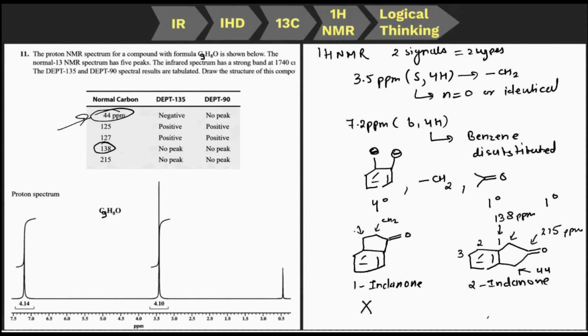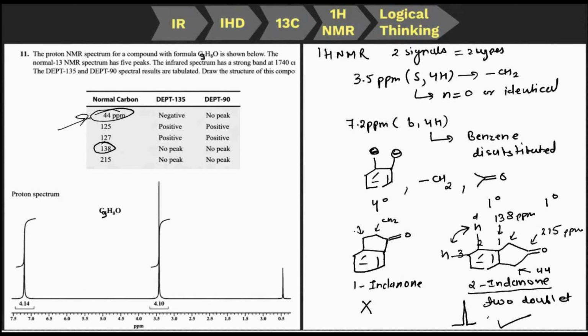Okay, and in the 1H NMR, we should have this one a doublet, this one a doublet. So there should be 2 doublets. But what we are seeing is only one signal. This means that these hydrogens are very close in chemical shift value. Therefore, you are seeing one single peak. Okay, so the correct structure for the given problem is 2-indanone. So this is consistent with the carbon NMR.